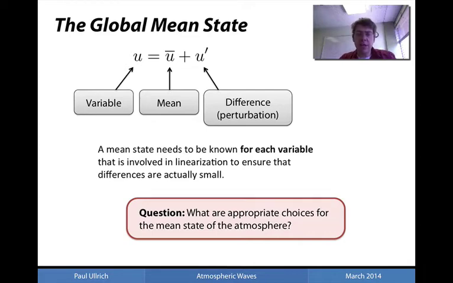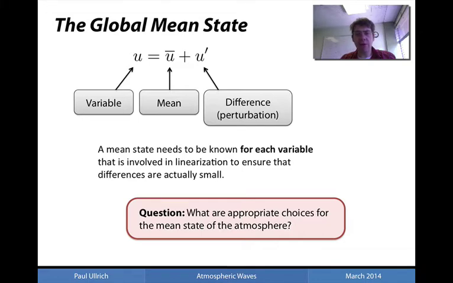So recall from last time that we talked about linearization of the nonlinear set of evolution equations. The basic process of linearization involved taking all variables and decomposing them into a mean state, here denoted by u bar, and a perturbation denoted by u prime. The basic idea is that the perturbations need to be assumed to be small relative to the mean state, and consequently the product of perturbations is doubly small when compared to the product of two mean states.